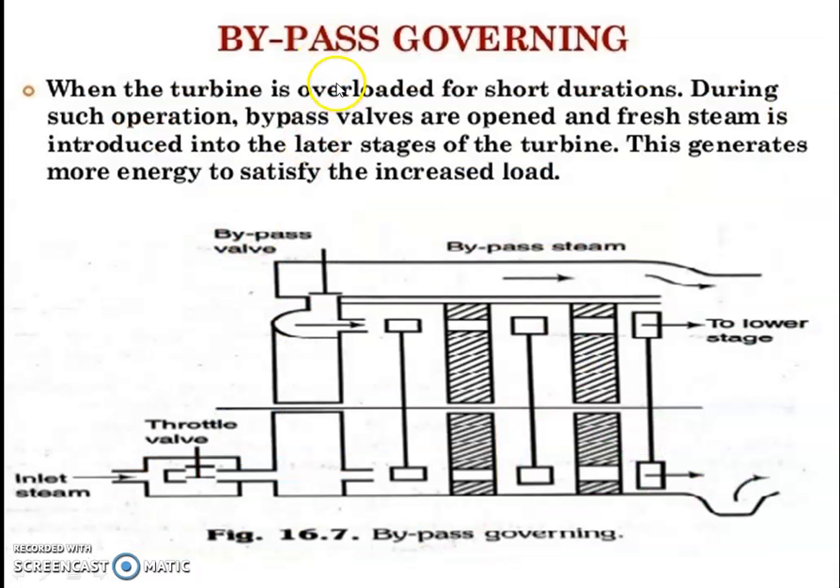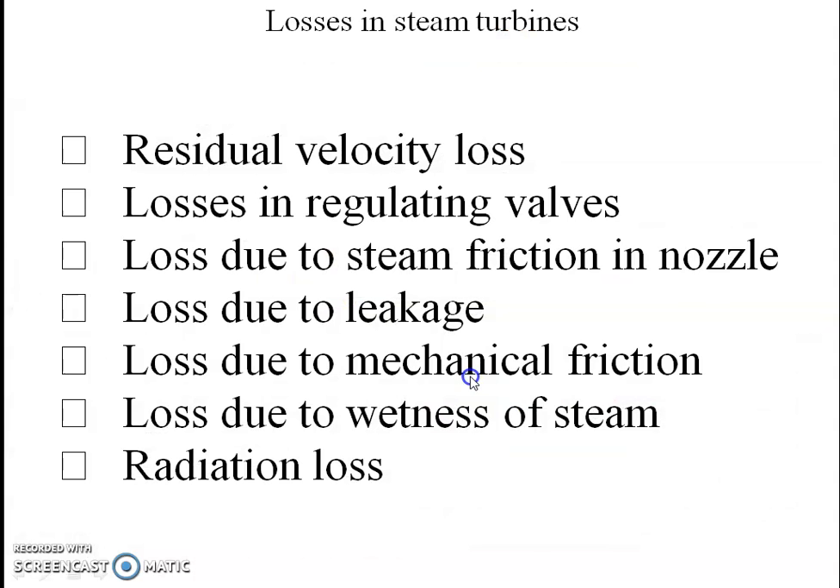The next governing method is bypass governing. When the turbine is in an overload condition for a short duration, the bypass valves are opened and fresh steam is introduced into the later stages of the turbine. This generates more energy to sustain the increased load. In bypass governing, we control the throttle valve so that inlet steam goes to the outlet conditions. Since the load is for a short duration, the steam leaves through the bypass circuit.